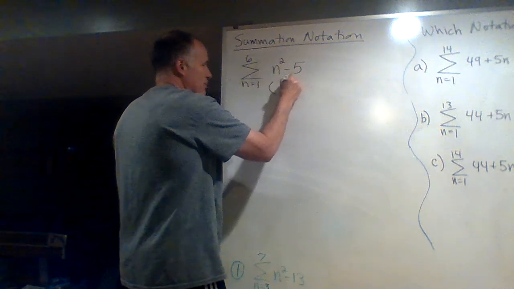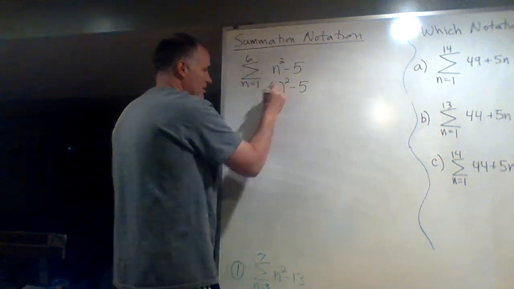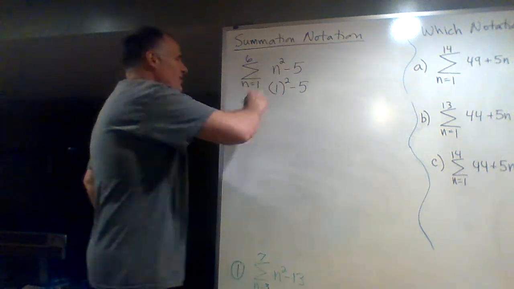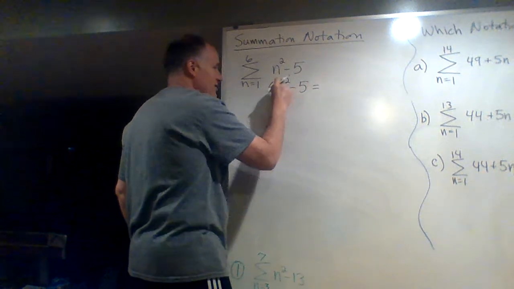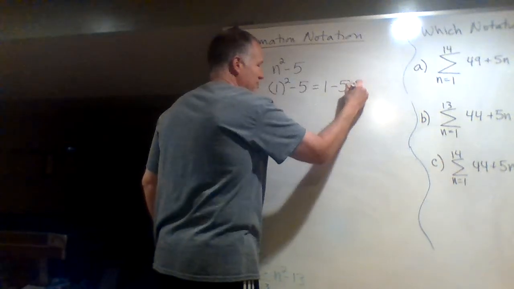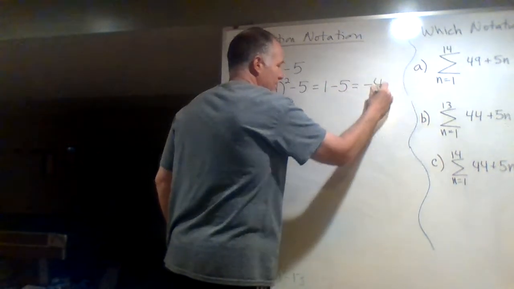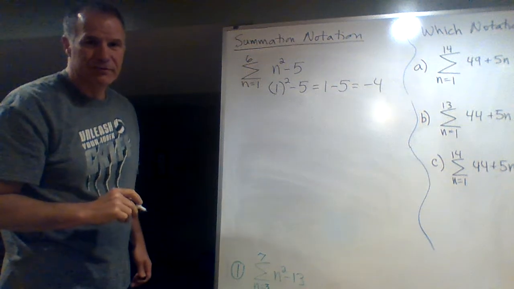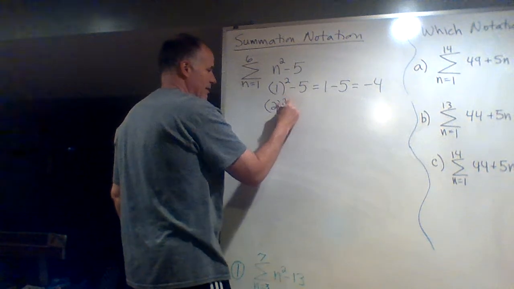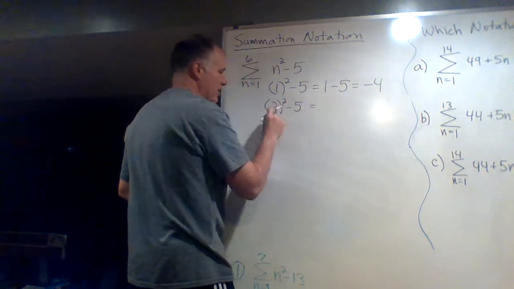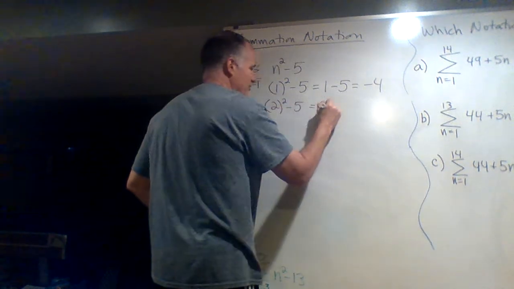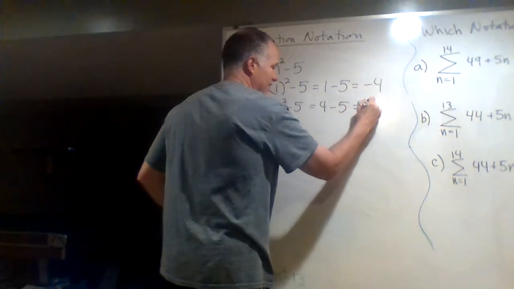Remember, we're going to use order of operations. So 1 squared, on your calculator, or some of this we can do in our head. 1 squared means 1 times 1. 1 times 1 is 1, minus 5. 1 minus 5 is negative 4. Now we're going from 1 to 6, so now I'm going to do 2. 2 squared, or 2 times 2. Remember, squared just means times itself. 2 times 2 is 4. 4 minus 5 is negative 1.